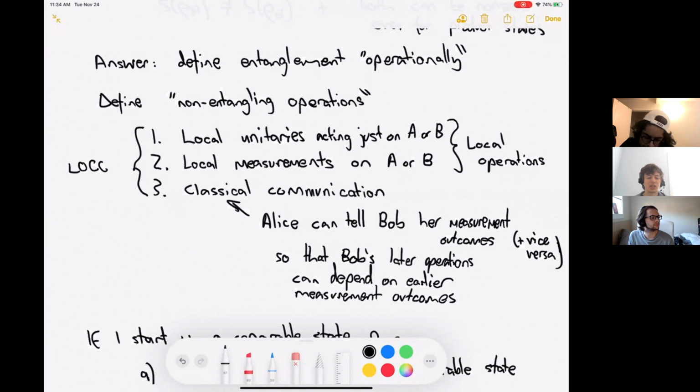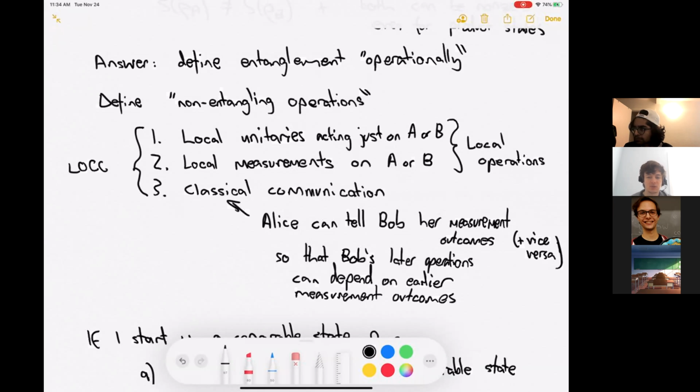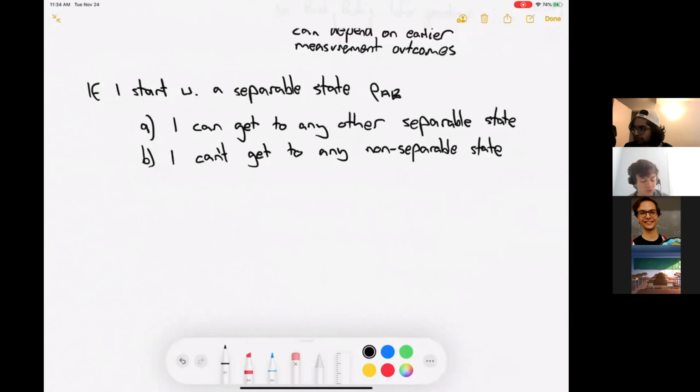And with classical communication, you can signal the measurement outcomes and can create correlation between the two sides by doing, say, a random measurement, then signaling that measurement outcome, then doing something different depending on the measurement outcome. But I can never create anything that's not a separable state. Okay. So that sort of motivates why this is a good definition of non-entangling operations.